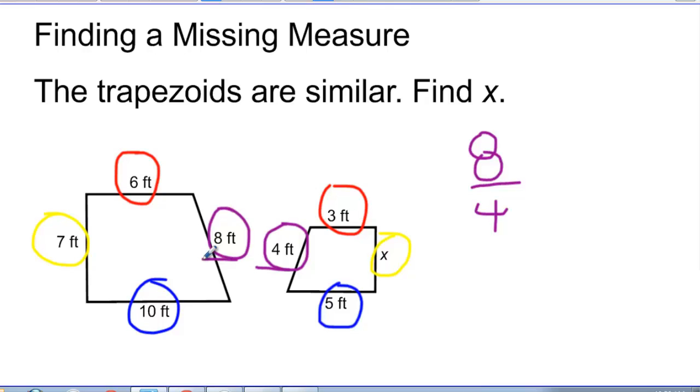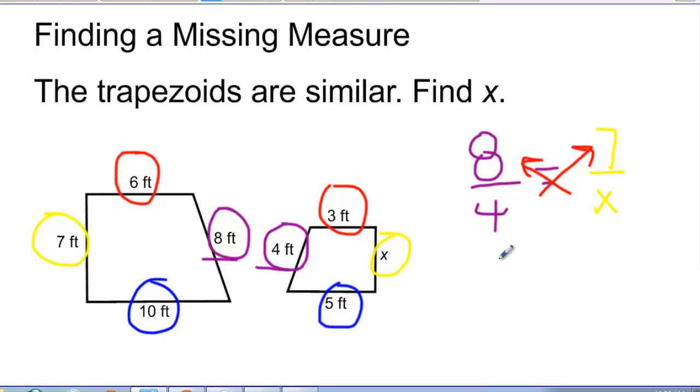Notice that I've put the side length of the bigger trapezoid on top and the smaller trapezoid on the bottom, so I want to do that when I'm setting up my other ratio so that I have it set up the same way and I get an equal ratio. So I would have the side length of the larger trapezoid that corresponds to the x in the smaller trapezoid. And then to solve that, I would just cross multiply, find the cross products.